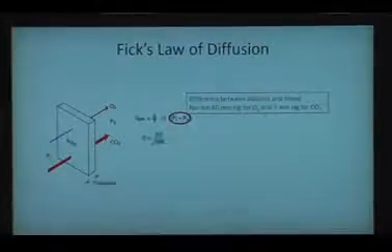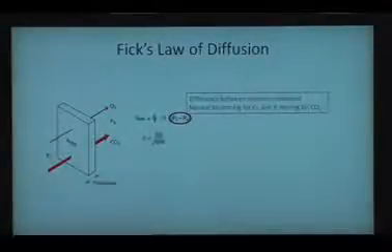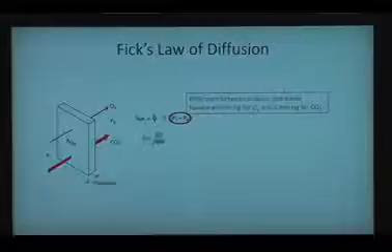The concentration difference is the partial pressure gradient across the alveolar capillary membrane, which is about 60 millimeters of mercury for oxygen. So in the alveolus, the PO2 is about 100. The PO2 in the mixed venous blood coming into the lungs is about 40. So there's a 60 millimeter of mercury concentration gradient for diffusion of oxygen.